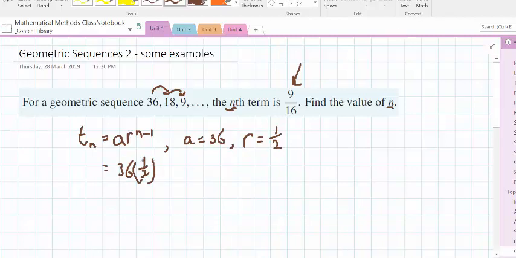Whoops, let me fix that. Oh no, that's right, to the n minus 1. That's all good. So subbing that in, what else do we know? We know that 9 on 16 is 36 times a half to the n minus 1.